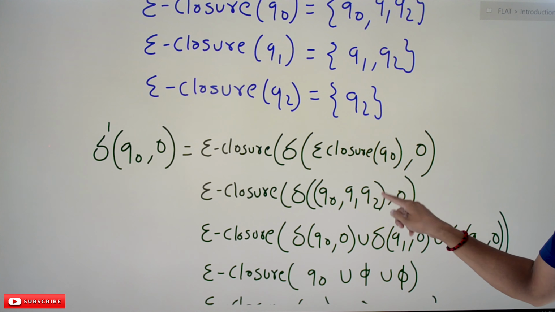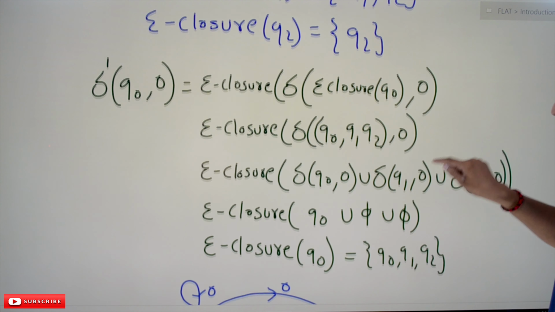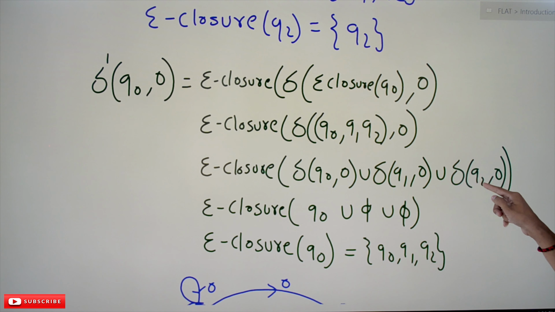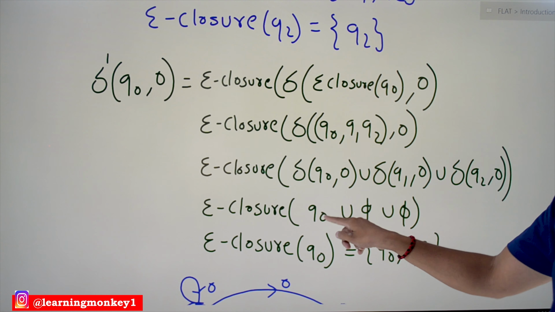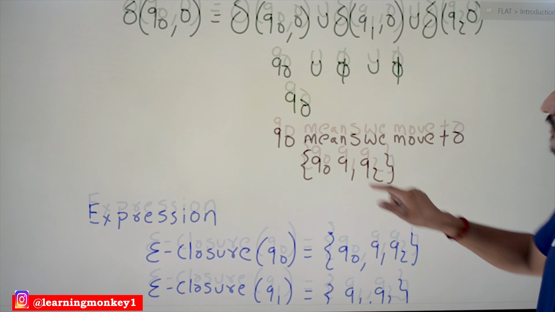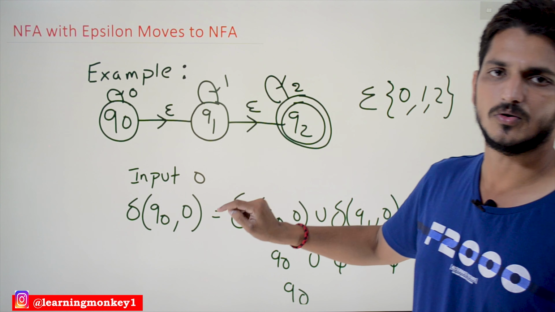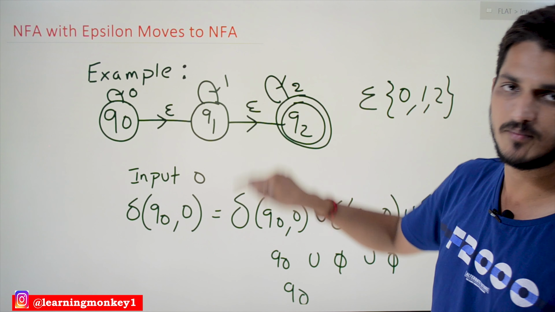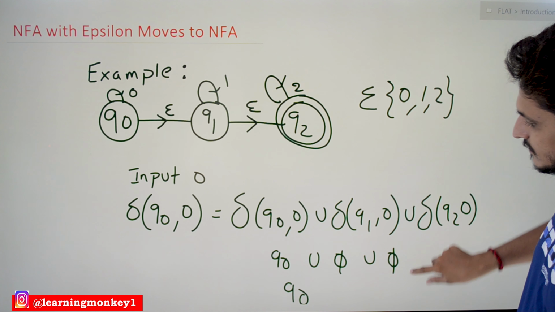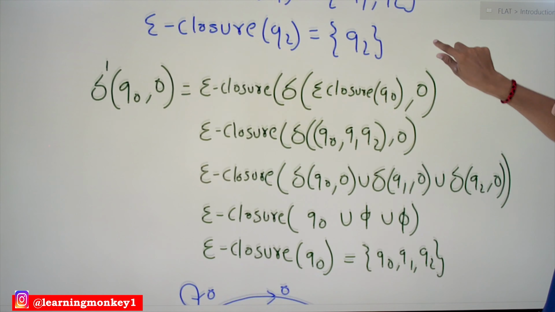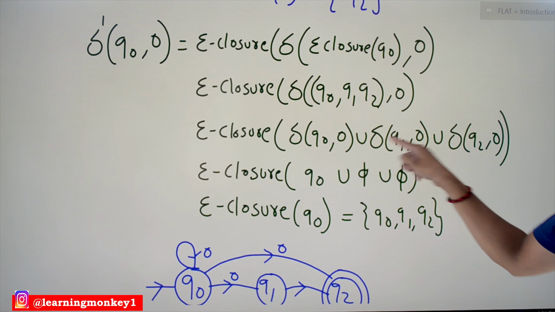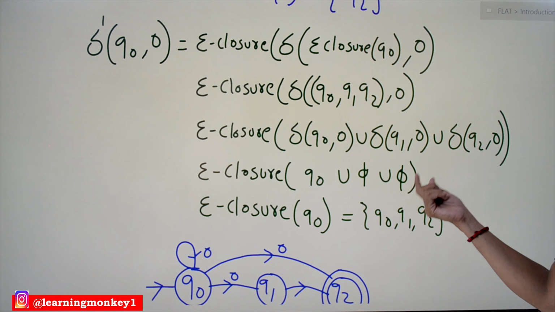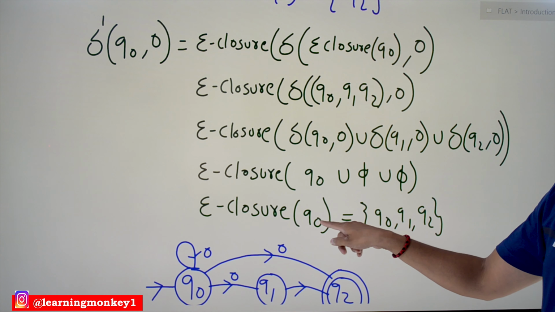So delta of Q0, Q1, Q2 comma 0 means we have to apply delta of Q0 0 union delta of Q1 0 union delta of Q2 0. What is this? You remember the diagram? I will show you again. Delta of Q0 on 0 is going to take Q0. Delta of Q1 on 0 means phi, the empty set. Delta of Q2 on 0 means phi. So that is what we have written here: Q0 union phi union phi means Q0. So finally we got Q0.